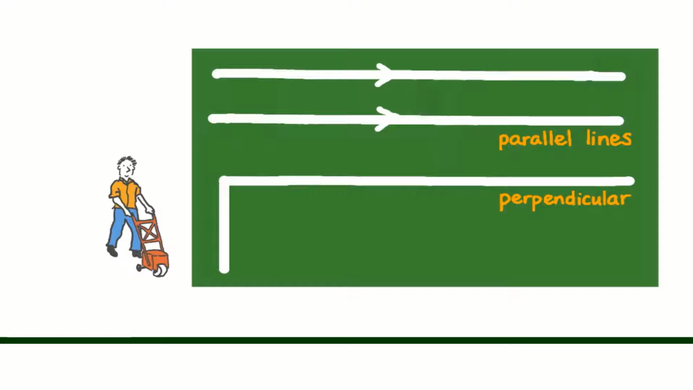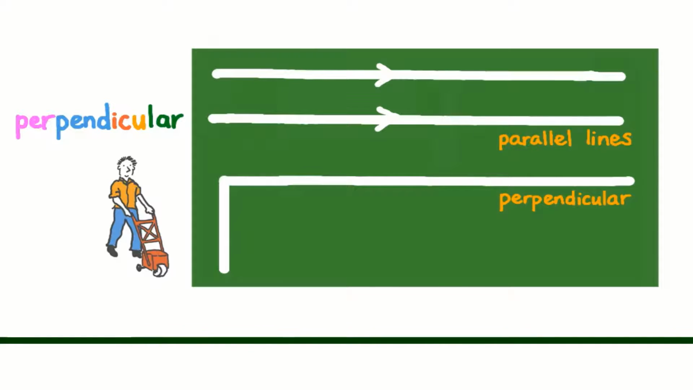This is a fun word to say. Let's try splitting it up into each different syllable. Per, pend, ic, u, la. Perpendicular. We can say that these two lines are perpendicular because they meet at a right angle.